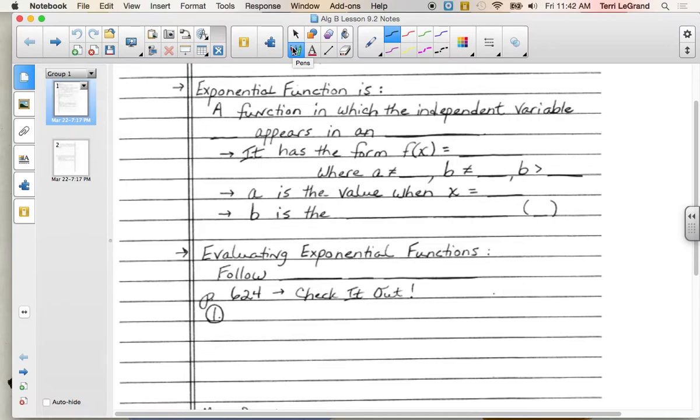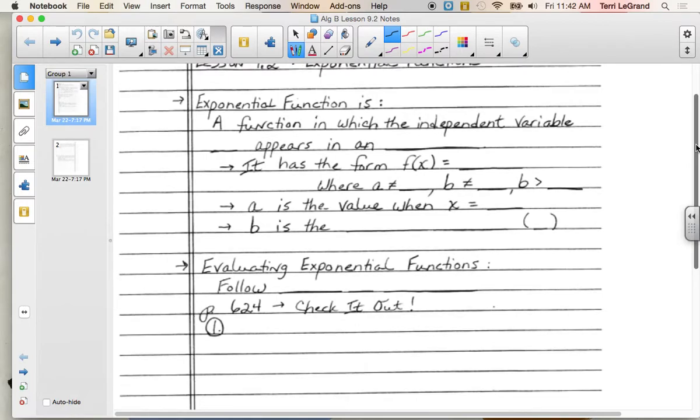Okay. So first of all, let's define what an exponential function is, some of the things that we can say about an exponential function. An exponential function is a function in which the independent variable appears in an exponent. So our x, or whatever variable is representing the independent variable, the control variable, the input variable, that's going to appear in an exponent.